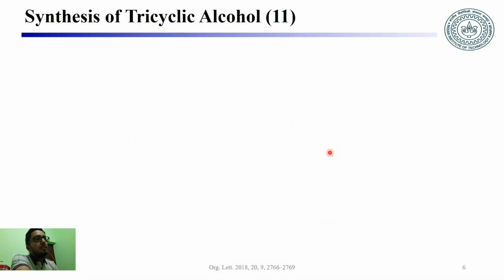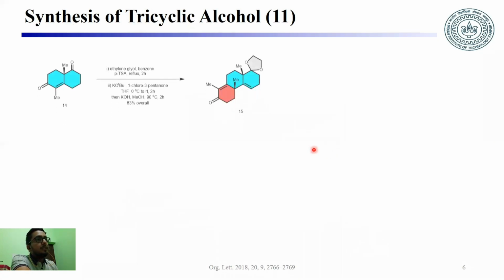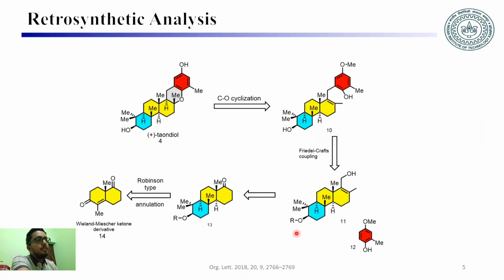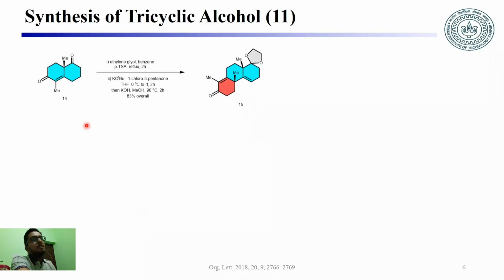So first of all, we will see the synthesis of this tricyclic molecule from Wieland-Miescher ketone derivative. This molecule has two ketonic groups. One is an alpha-beta unsaturated ketone here, and one is an isolated ketone group. So we have to add a ring at this side of this molecule.